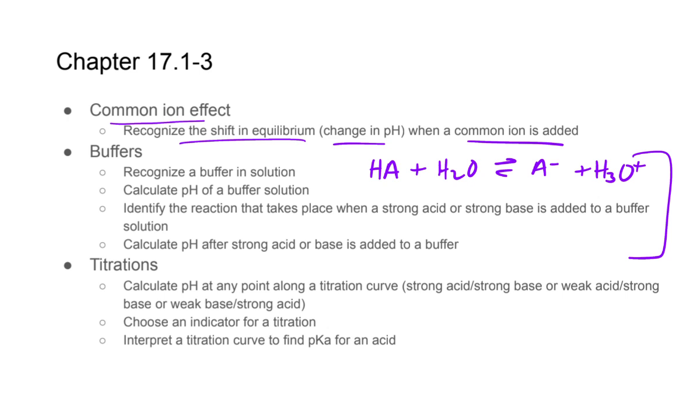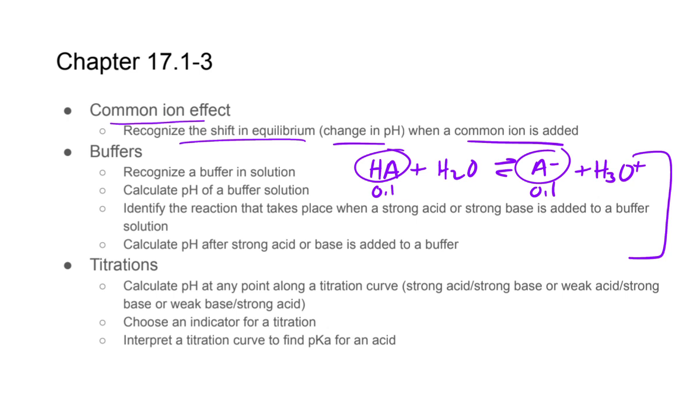Okay, so a common ion, essentially, if we would have some moles per liter of HA and some moles per liter of A minus in solution. And by definition, a buffer contains both a weak acid and its conjugate base in solution. And there's a number of different ways that we can arrive at a solution that contains both of those things. And so that I want you to be aware of.